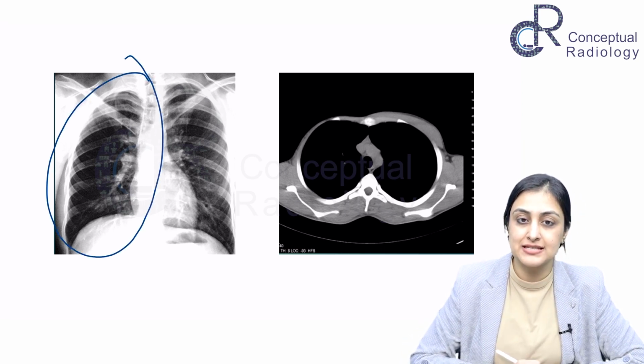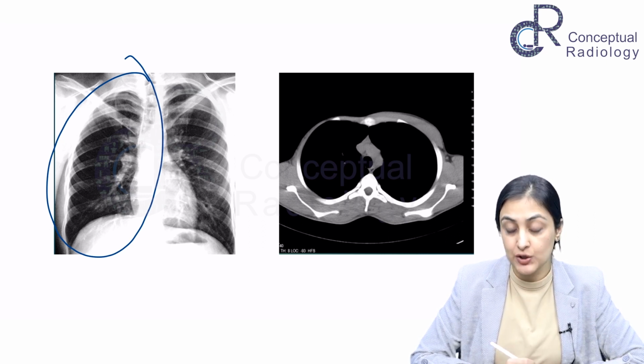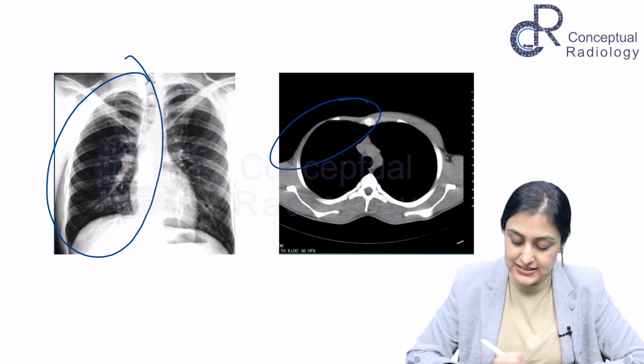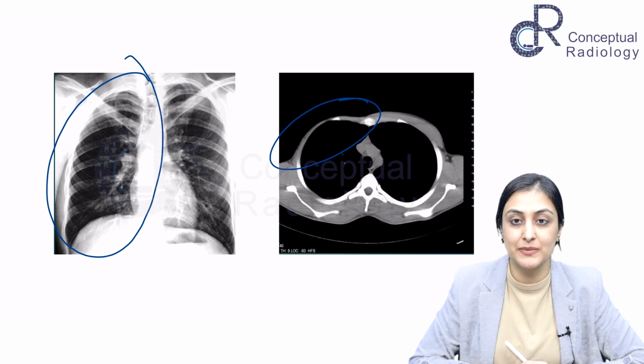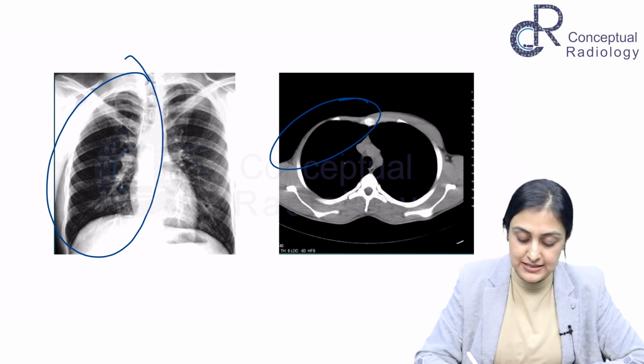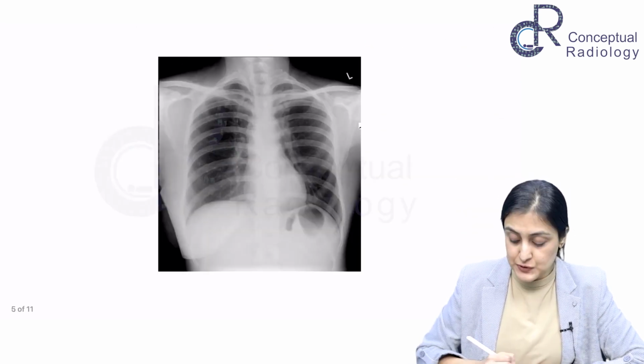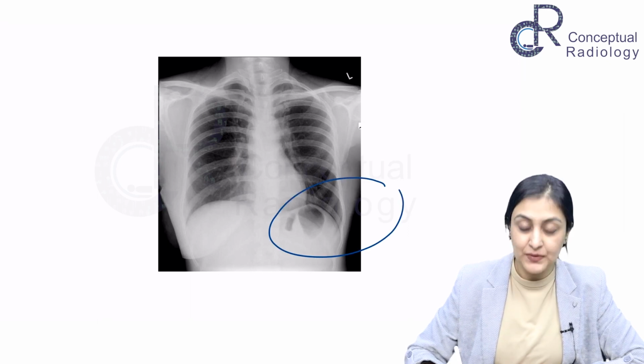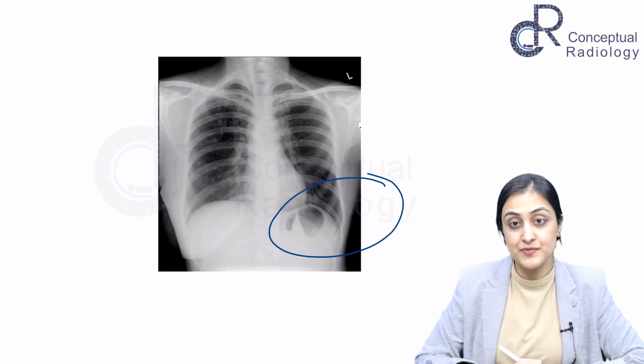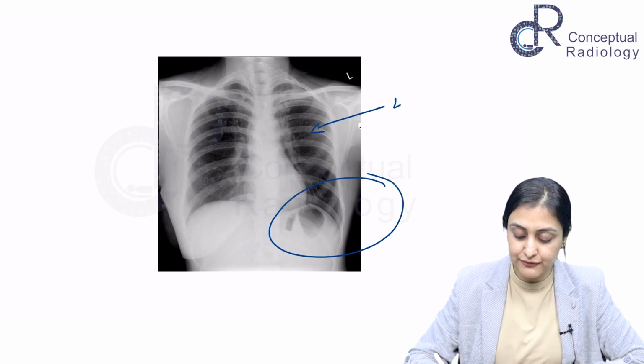And when you look at the CT, on the X-ray it's very difficult to make out why, but when you look at the CT, you can see that the right-sided pectoralis major is hypoplastic. So this is a case of Poland syndrome, which can again lead to a hyperlucent hemithorax. If you look at this particular X-ray, you can see how the breast shadow is absent on the left side, leading to a left hyperlucent hemithorax.